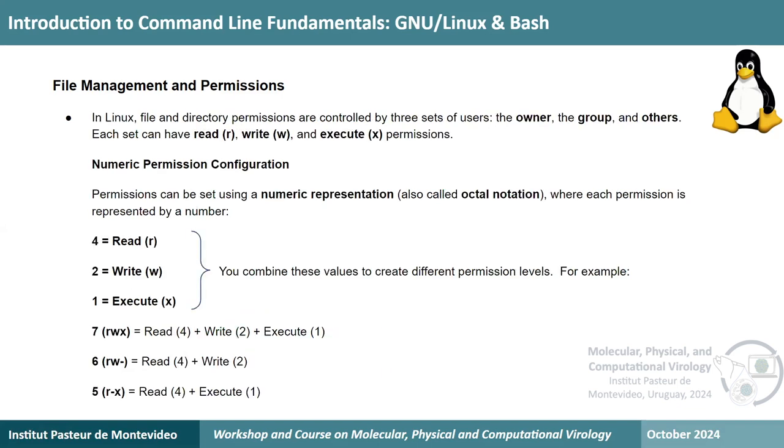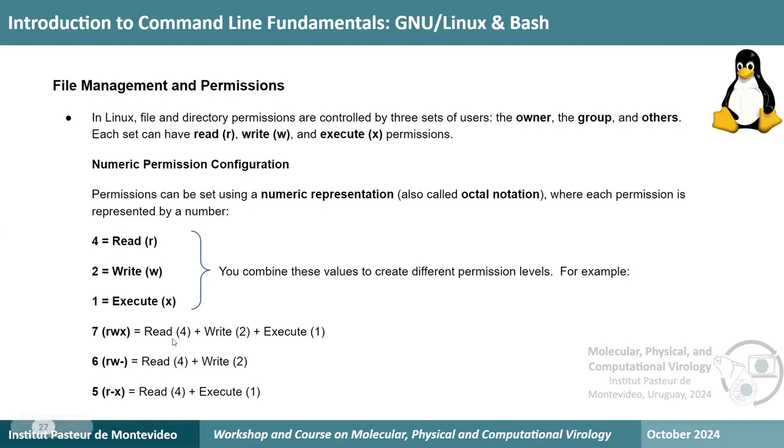While you can set permissions using symbolic notation, as we saw before, Linux also provides a more concise way, which the community calls octal notation. This method assigns a number to each type of permission, making it quicker and easier to set permissions. Here is the breakdown of the numbers. Read permission is assigned the number 4, write permission is assigned 2, and execute permission is assigned 1. You can combine these values to create different permission levels.